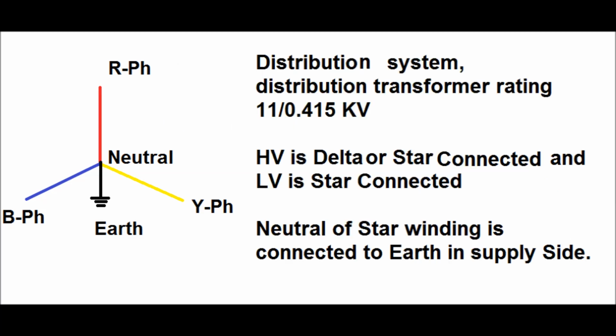Now in a distribution system, the transformer rating is 11 kV by 415 volt, that is, the HV side is 11 kV and the LV side is 415 volt. In the HV side, in most cases it is star connected, or it may be delta connected in a few cases, and the LV side is star connected. The neutral of the star side of the transformer, or LV side, is connected to earth on the supply side or source side.